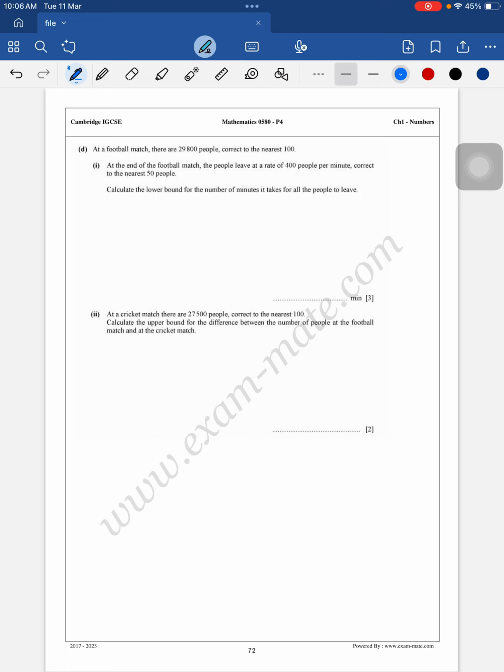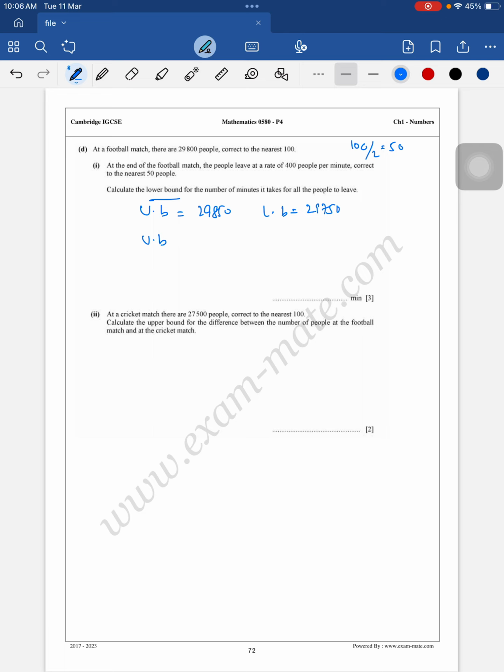For 29,800 people, correct to the nearest 100, we have to find the lower bound for the number of minutes it takes for all people to leave. So the upper bound of people should be 100 divided by 2, which means 50. So the upper bound will be 29,850. The lower bound will be 29,750.